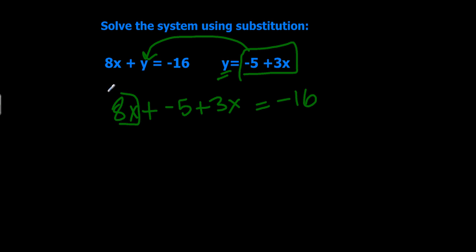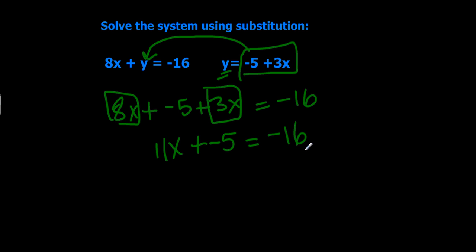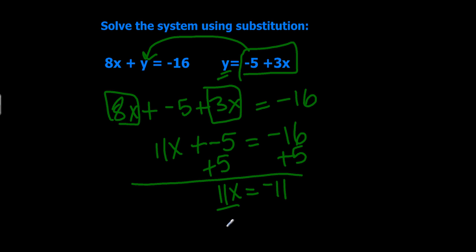This one, my first step is going to be to combine my like terms, my 8x and my 3x, which is going to give me 11x plus negative 5 equals negative 16. Now I'm going to move my whole numbers all over to one side by using my inverse operation of adding 5. And I end up with 11x equals negative 16 plus 5, which is negative 11. Then I'm going to divide by 11 on both sides, and I think that x should equal negative 1.